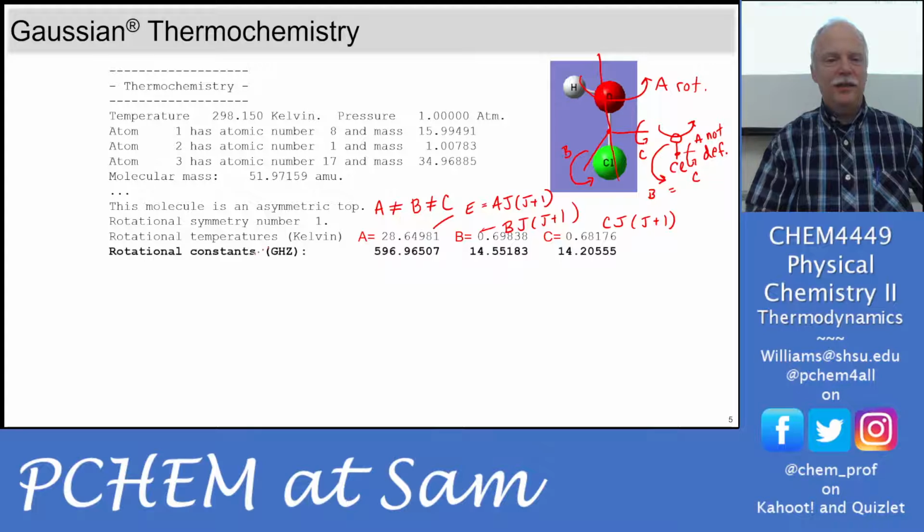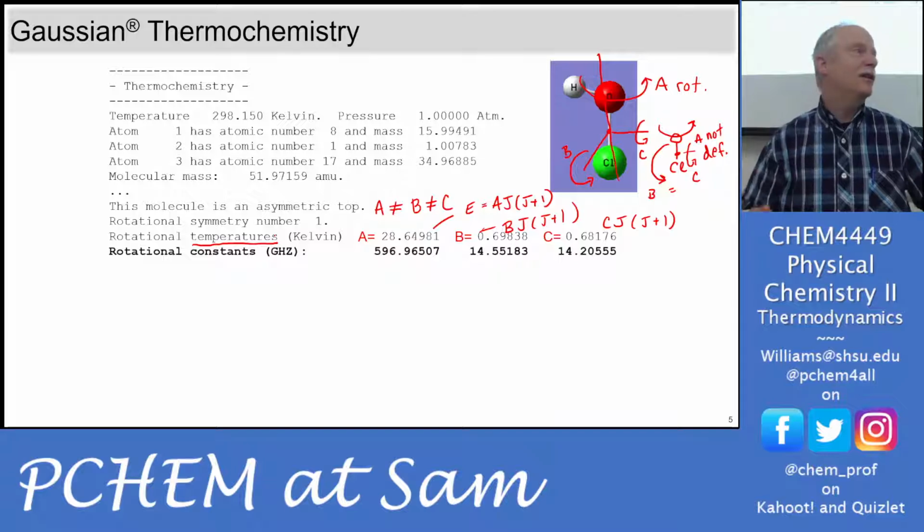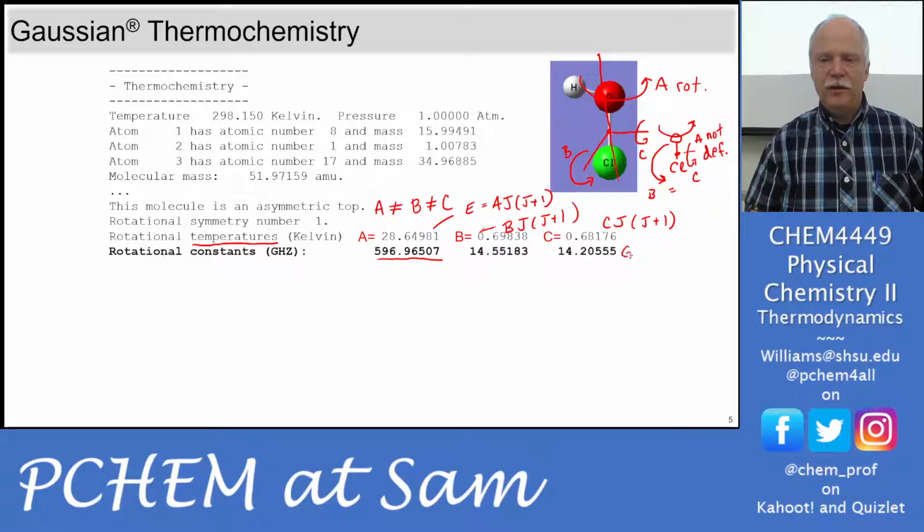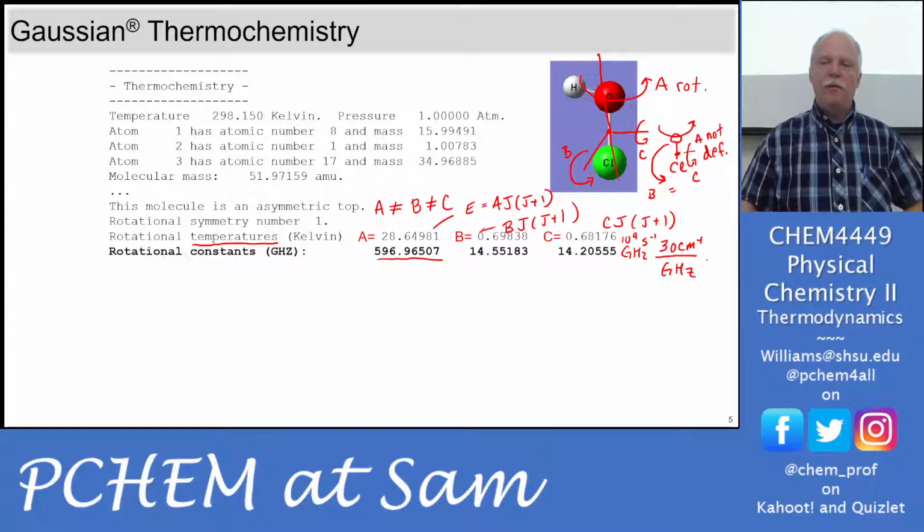So these are rotational temperatures. I wanted to explain what a rotational temperature was on the previous slide, so when you get to Gaussian, you'll understand what that's talking about. And then here are the rotational constants in gigahertz. If you wanted to convert those, so this would be gigahertz, which is 10 to the 9th seconds to the minus 1, and it's 30 wave numbers per gigahertz. That'll convert it to wave numbers.